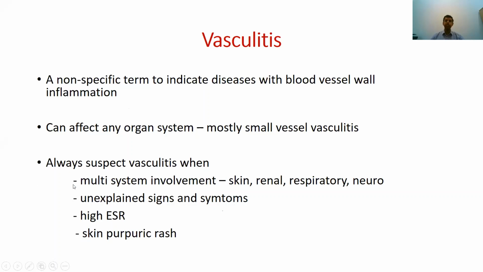If a person comes with a multi-system involvement like skin, renal, respiratory, neuro, if there are multiple body systems affected, you always think of the possibility of an underlying vasculitis. If a person has unexplained symptoms, high ESR, you think of the possibility of an underlying vasculitis. If patients have vasculitic type of rashes, skin purpuric rashes, you think of possibility of vasculitis.